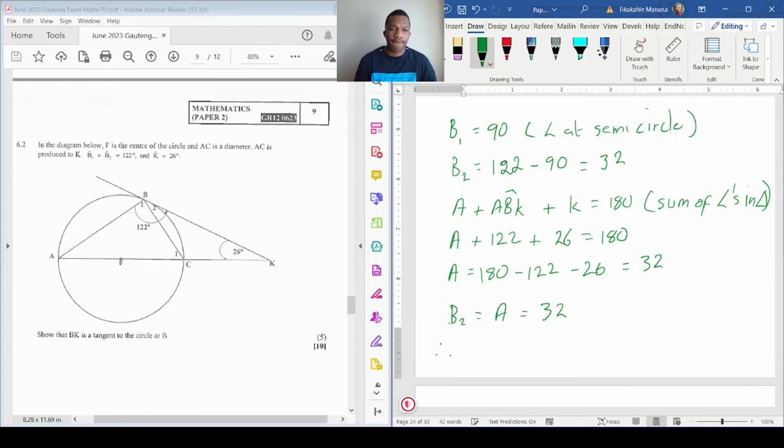Therefore, what was the statement? BK is a tangent. And so we call this the converse tan-chord theorem.